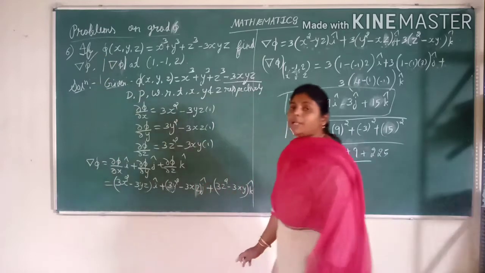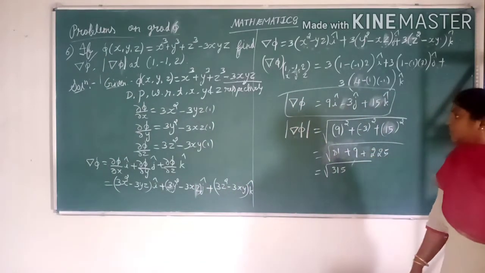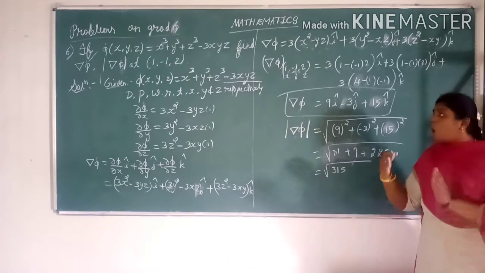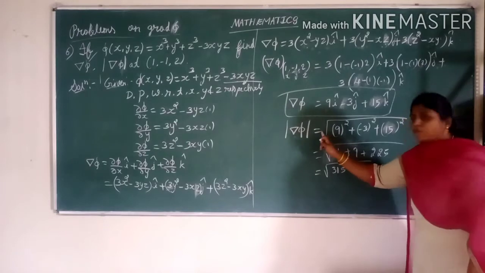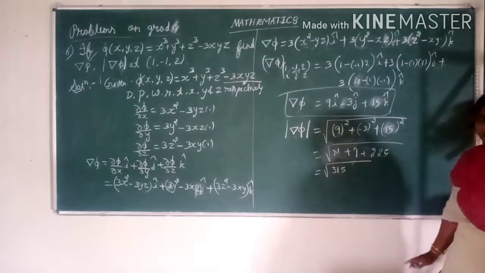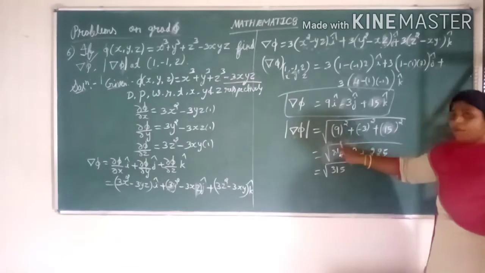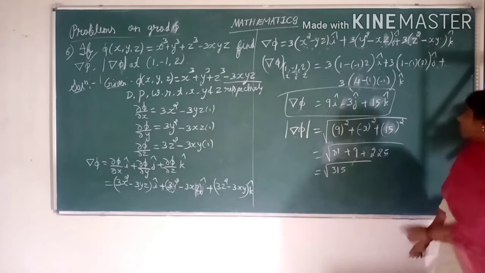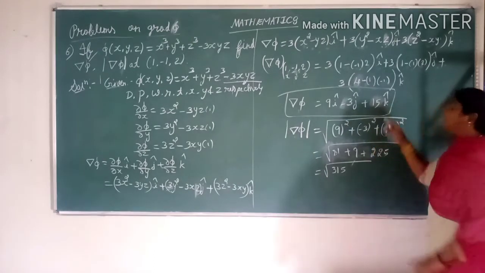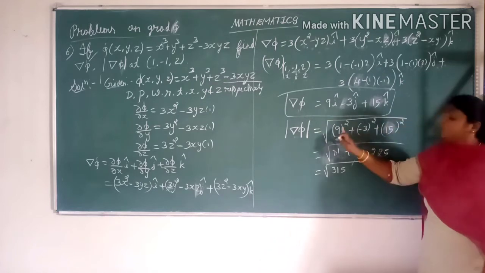Still we need to find out the modulus of grad pi. I already told in the basics, I have given the formula. How to find out the modulus of any vector? The formula is square root of i coefficient squared. What is the i coefficient? 9 whole square, plus the j coefficient whole square, that is minus 3 whole square, plus the k coefficient square. Which is the k coefficient? 15 whole square. Then simplify.